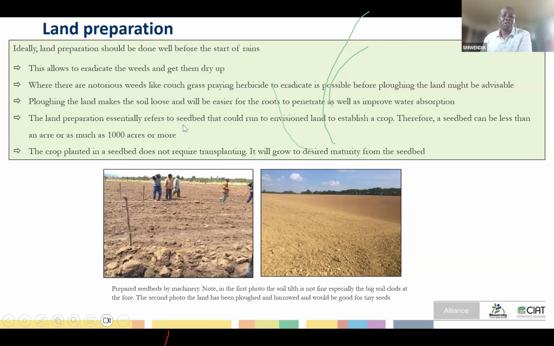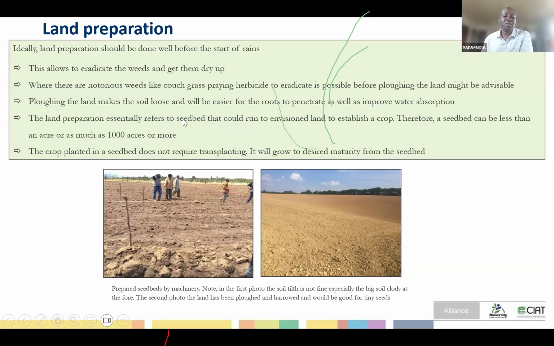And often I've seen people confusing a seed bed and nursery. A seed bed is whatever land you prepare to plant a crop. It can span from 1 acre to 1,000 acres, but for a nursery, we know it's usually a small piece of place. And here I do have a pictorial representation of land already plowed through machinery.